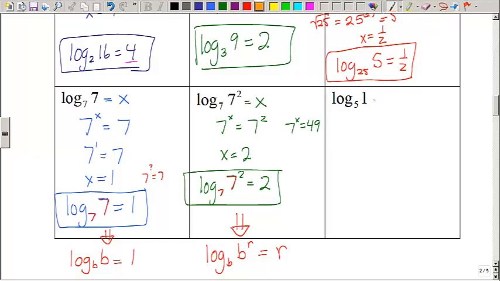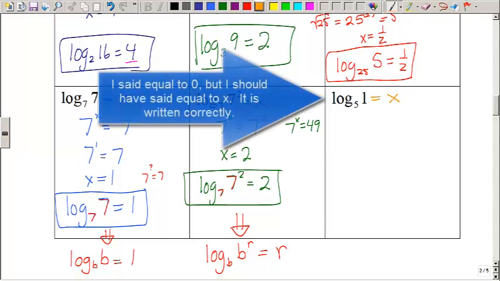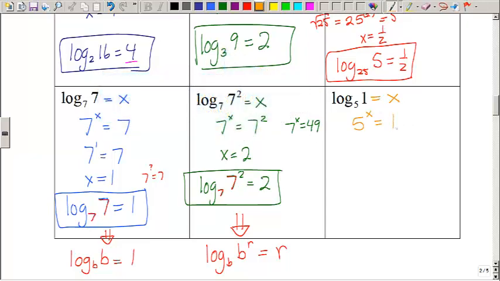Our last example here, I'm going to set my log equal to 0 so that I can change it into an exponential form. 5 to the what power equals 1? 5 to the x equals 1. What value of x can I plug in here to make this statement true? Well, I know that any number raised to the 0 power is 1. So as long as x is 0, I know 5 to the 0 is 1. Therefore, log base 5 of 1 equals 0.